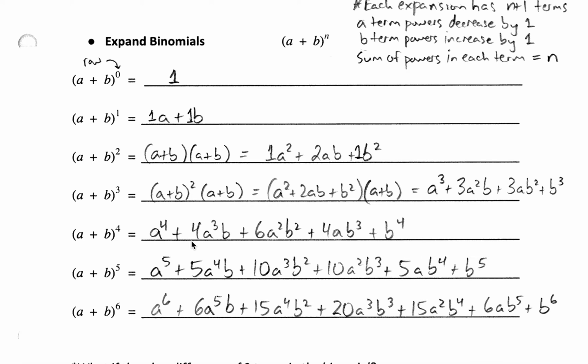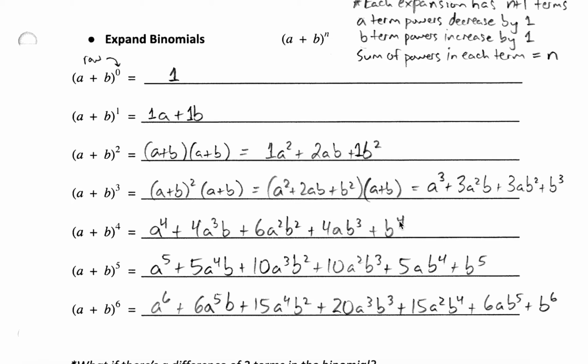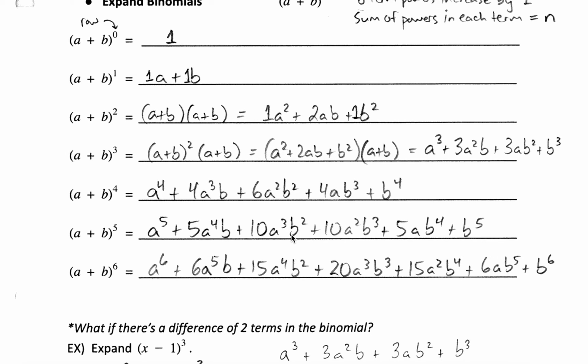We got that. And then make sure that each term's exponents add up to your original exponent. So we got 4, 3 and 1 is 4, 2 and 2 is 4, 1 and 3 is 4, and 4 is 4. So you can go ahead and finish off those last two using that pattern. Pause the video here if you want to check your work.